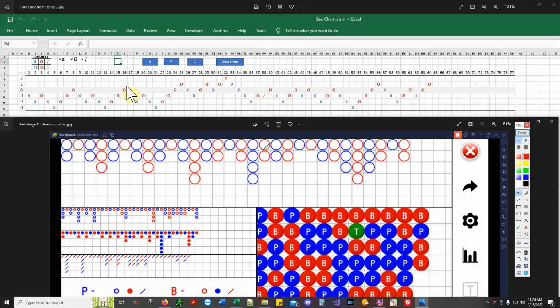So at hand 15, we have resistance established. By the time we get to hand 13, we have support established. That's if you want to pull a counter trade.